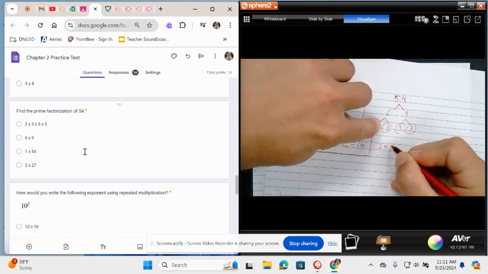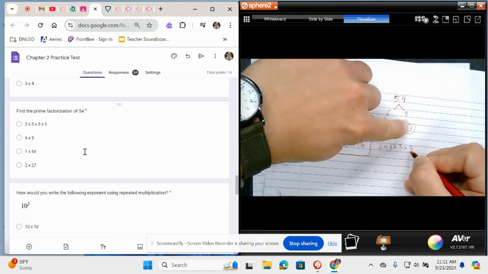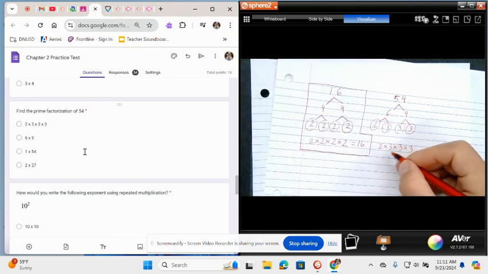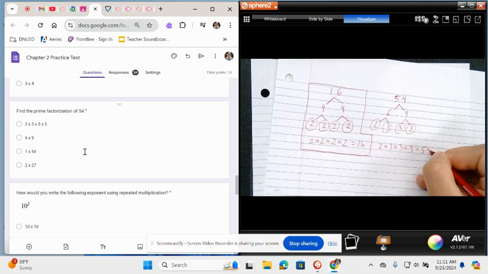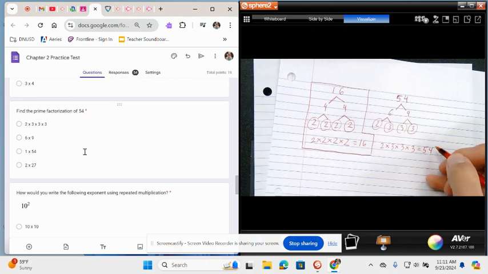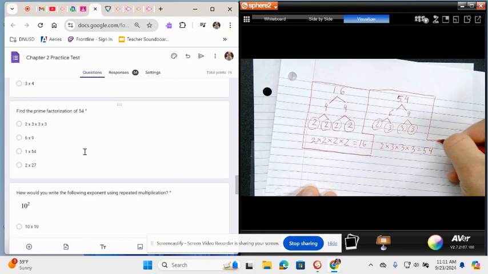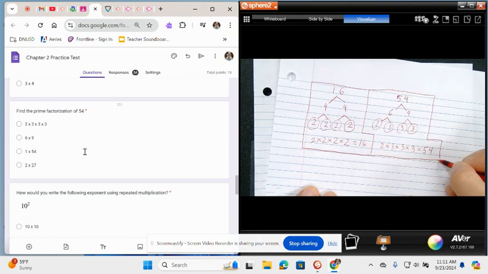2 times 3 times 3 times 3. And 2 times 3 is 6, times 3 is 18, times 3 is 54. So since 2 times 3 times 3 times 3 equals 54, and since these are all prime numbers, this is the prime factorization of 54. Go ahead and box off that work, and let's do the next one.